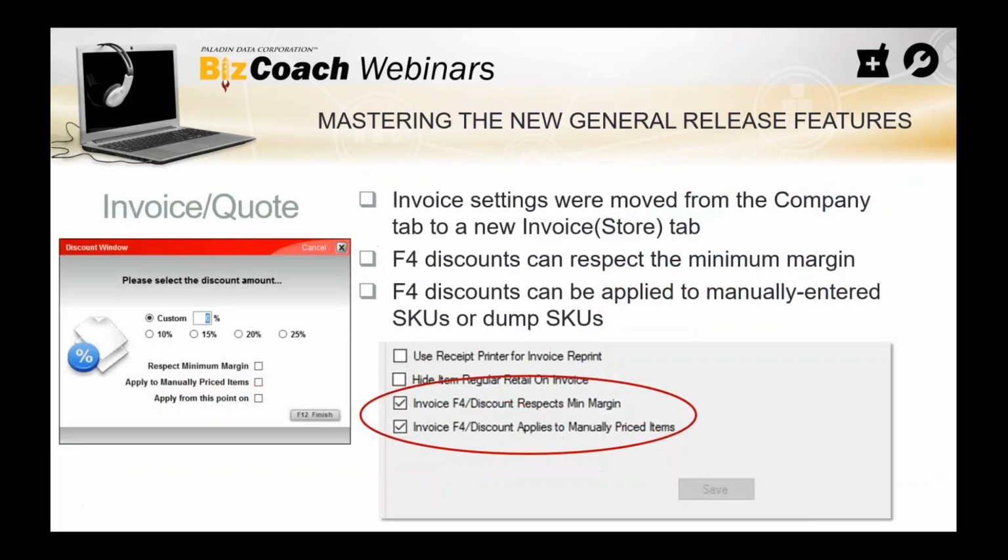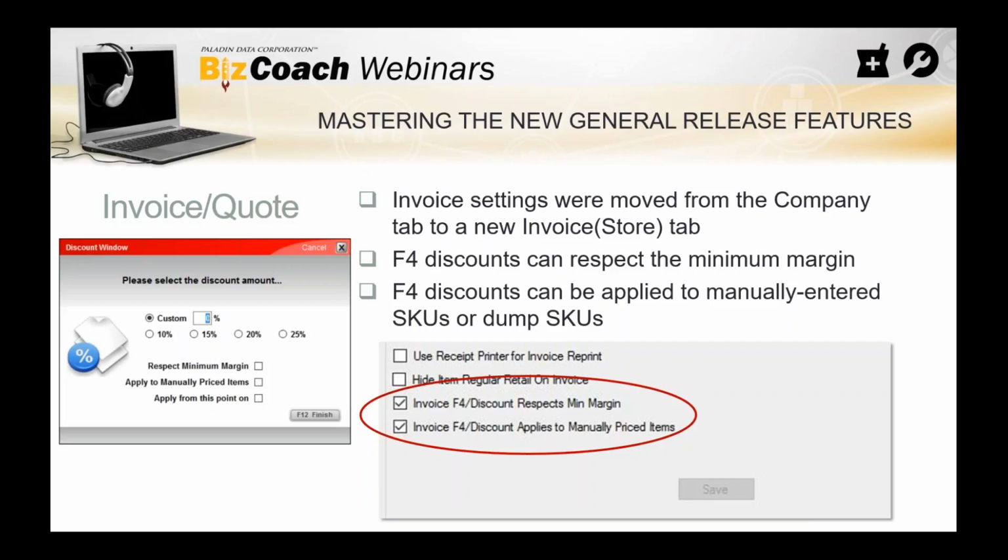Next feature. Now this one, I actually did the webinar last week on this if you want to get more detailed information about this, but this is a cool feature. On the invoice, at Invoicing Quote, the F4 button is a discount button. That discount button lets you apply a percentage to any item on that invoice or the entire invoice.